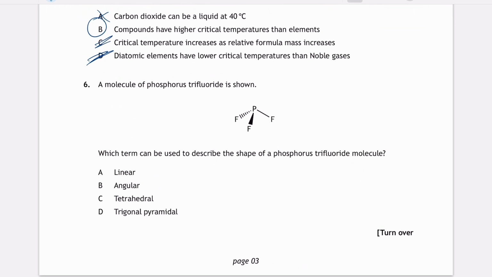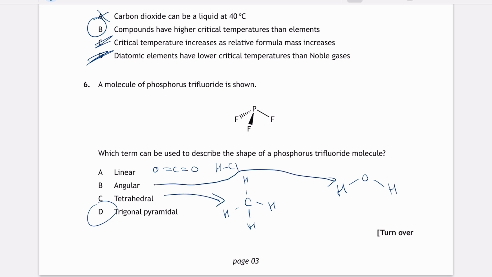So then the shape of this molecule here, this is trigonal pyramidal. You need to know the shapes of the molecules. Tetrahedral, remember, is where it's got, I like to think of it as a four-headed monster. It's got four heads. That would be tetrahedral. Angular is something like water, where it's kind of got an upside-down V shape. And linear would be things that are just in a straight line, so like carbon dioxide or HCl or something like that. Okay, so that would be tetrahedral. That would be angular, and these ones would be linear.